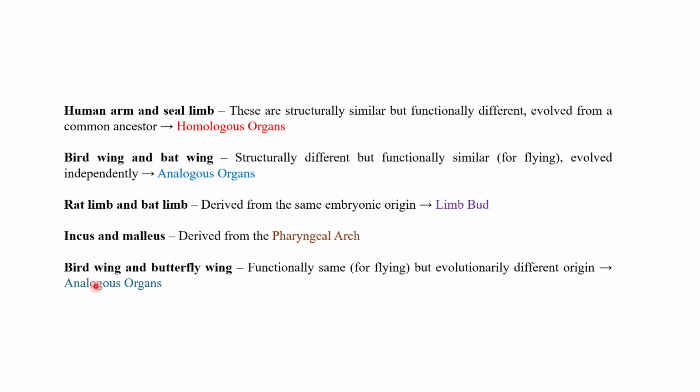So always remember the difference between homologous organs and analogous organs. Homologous organs are the organs which have a common ancestry. They have evolved from a common ancestor, but although they have evolved from a common ancestor, their functions are different. Whereas analogous organs are the organs which have not evolved from a common ancestor but perform similar function.